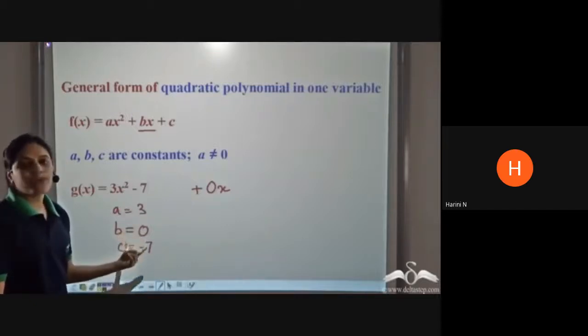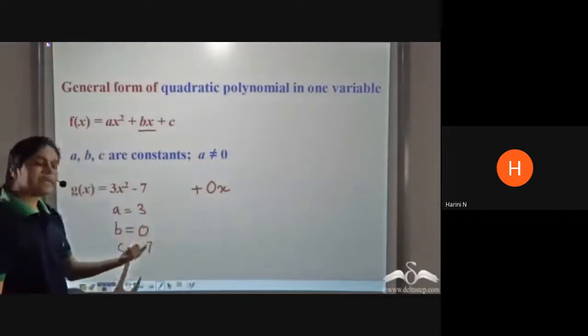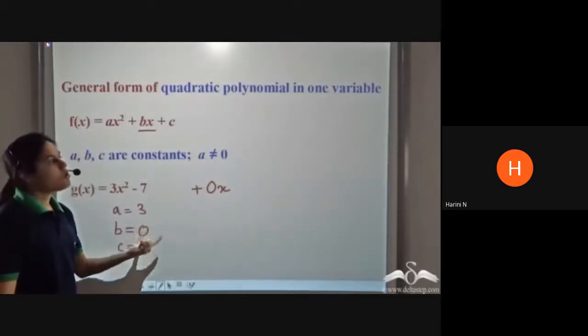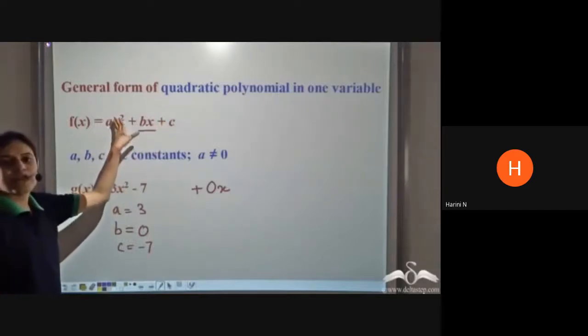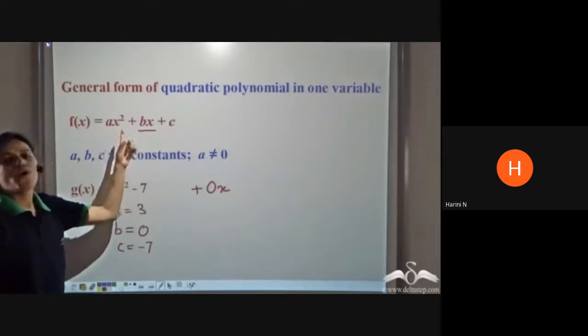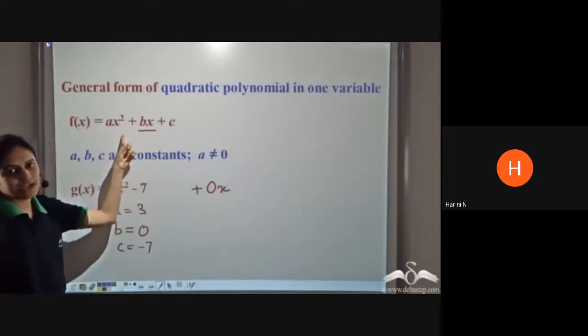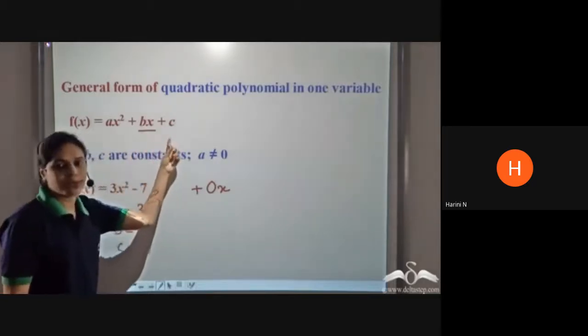So another important point to note here is, although a cannot be 0, b can be 0. So in a quadratic polynomial, only a cannot be 0. That is, we need to have a non-zero coefficient of x square. Only then will it be a quadratic polynomial. Otherwise, b could be 0 or even c could be 0.